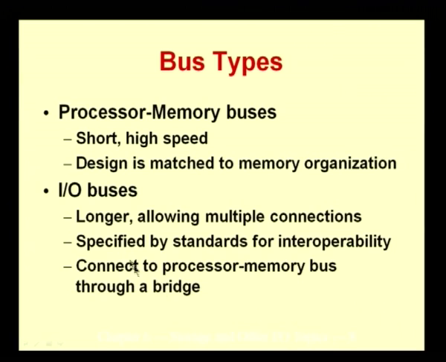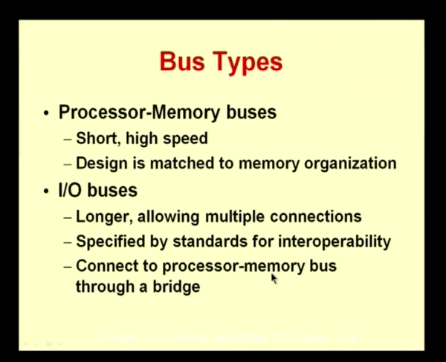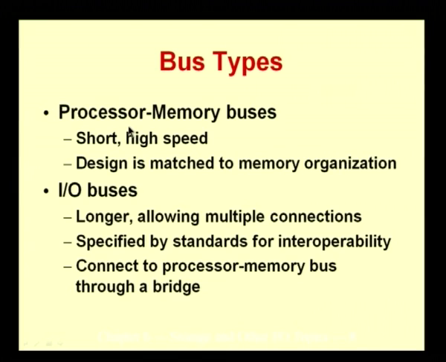And to connect to the processor memory bus, you normally have some kind of a bridge that is used. So, the IO bus itself can be connected to the processor memory bus through a bridge. So, this is basically the system that you normally have. That is, you will have a processor memory bus which connects to the memory, and then this processor memory bus can be connected to an IO bus by means of a bridge. This is a typical setup that you could have.